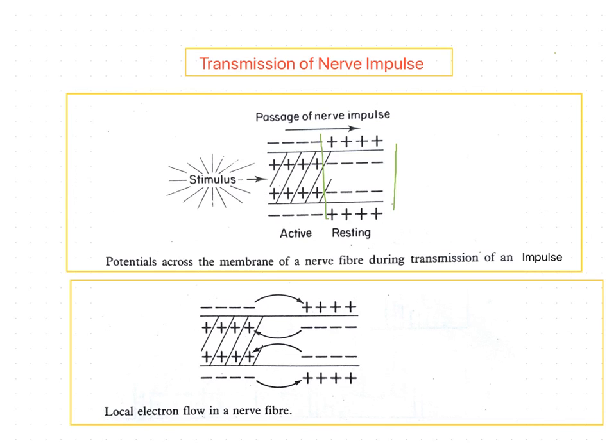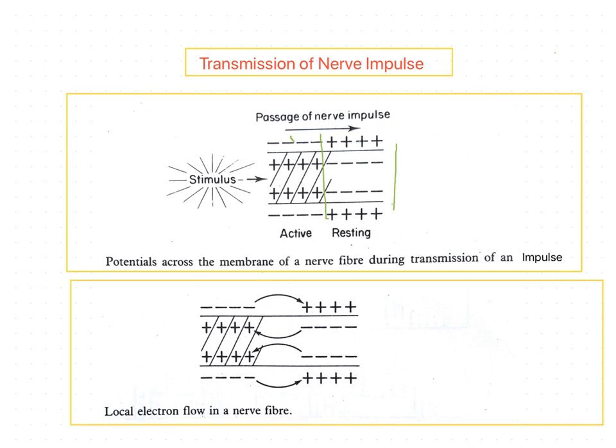The stimulus causes a fall in the potential difference across the plasma membrane. When this fall reaches a certain critical level, it causes an alteration in the permeability of the membrane to sodium ions. This results in an alteration in the concentration of ions inside and outside and a further fall of potential difference until a reversal of polarity occurs. So the membrane is now positive inside and negative outside.